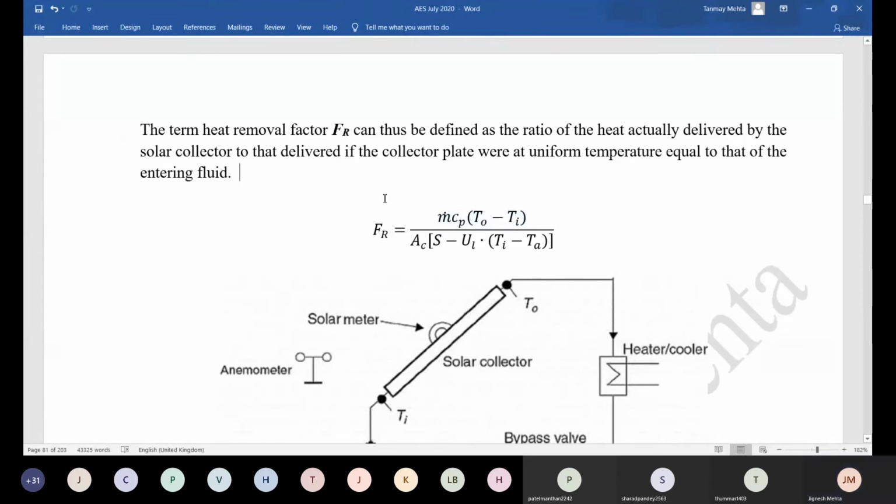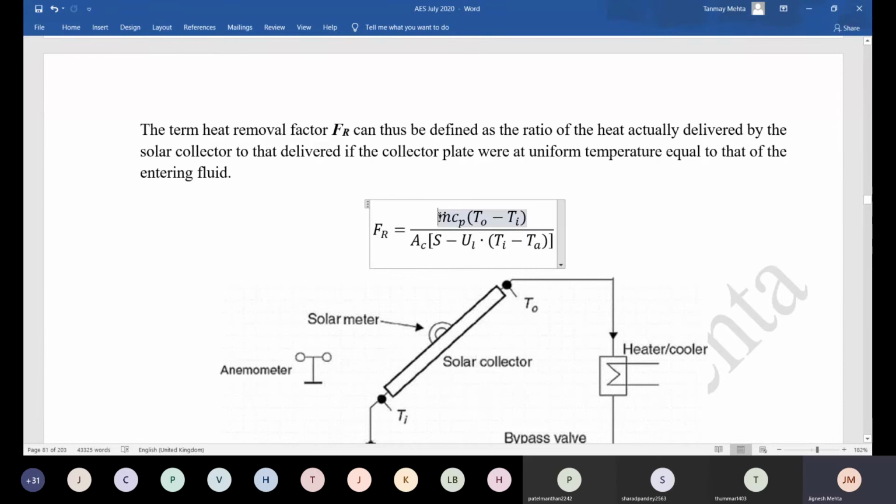And if you keep the whole collector at Ti, the inlet temperature, actually the collector plate is not at Ti, the collector plate is at Tp, right? Which is, you may say it's not a single number, but still you can have some representative number Tp. But here you are not writing Tp, you are writing Ti, right? So if the whole collector plate were at Ti, then what you see in the denominator would be the heat delivered by the collector. That is useful energy, right?